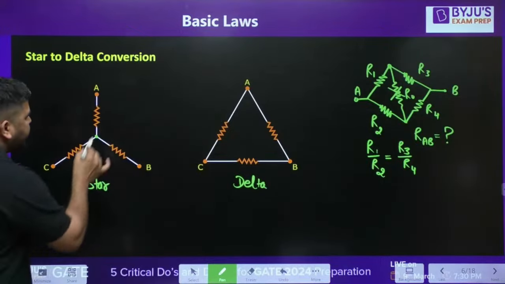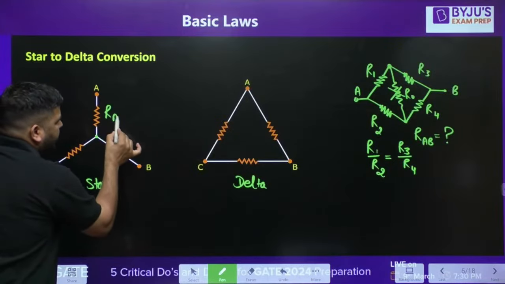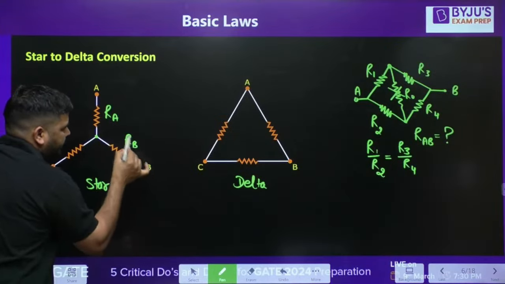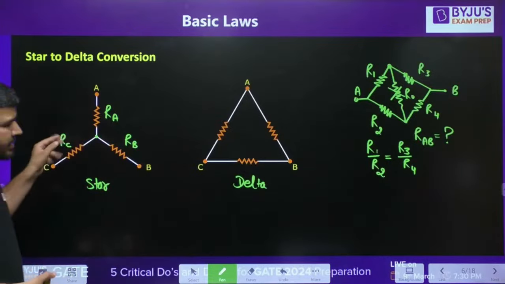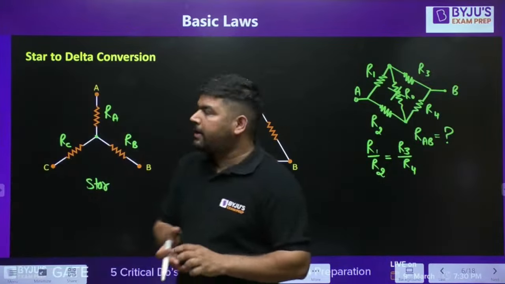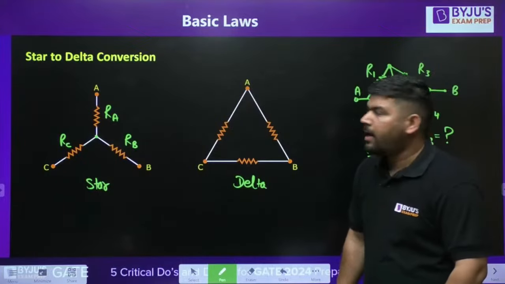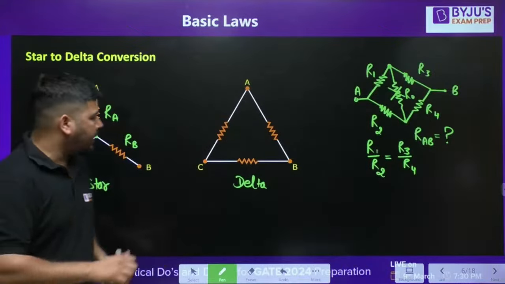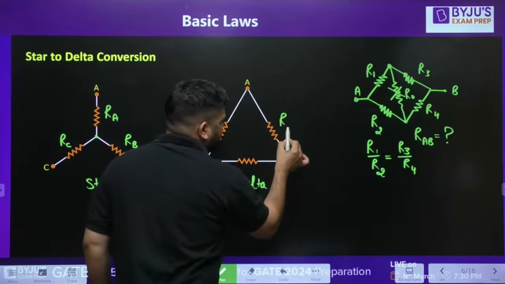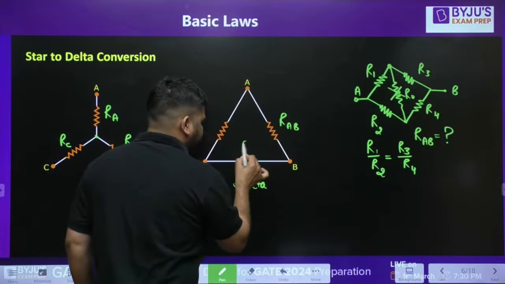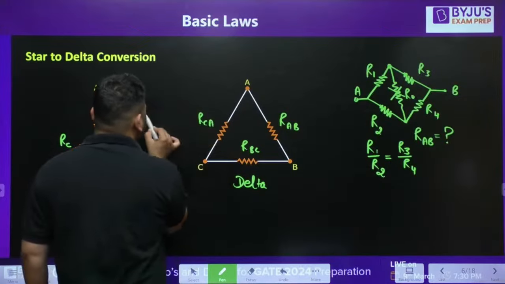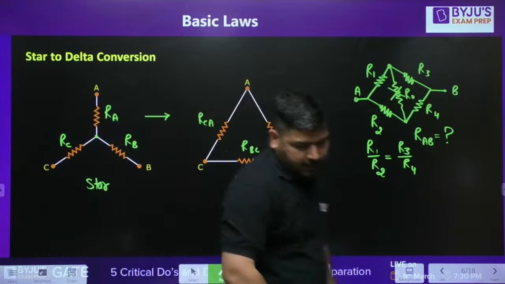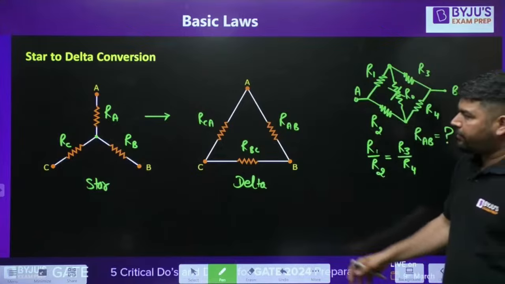Now, let's say this resistance is RA, this resistance is RB, and this resistance is RC, and it is provided to us. Let's say three resistances are connected in star form, and we need to convert them in delta. We call them RAB, RBC, and RCA. And we want to convert from star to delta.